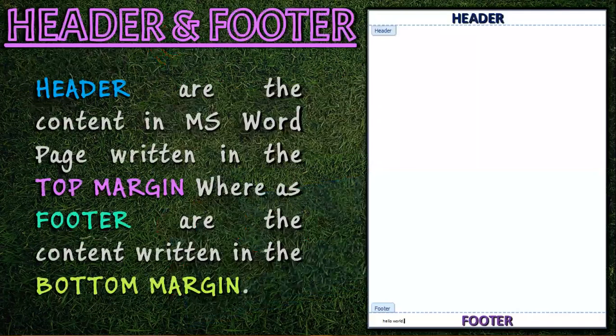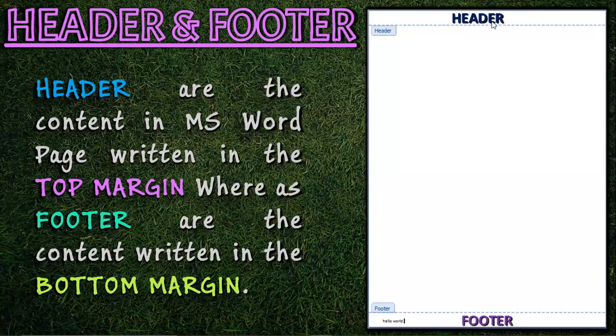So headers are the content in an MS Word page written in the top margin, whereas footers are the content written in the bottom margin. Now you can see the figure. The content which you write in the margin, that means the space between the text and the edge of the page, in that space at the top, that is called header. And the space between the bottom of the page, between the text and the edge of the page, that is called footer.